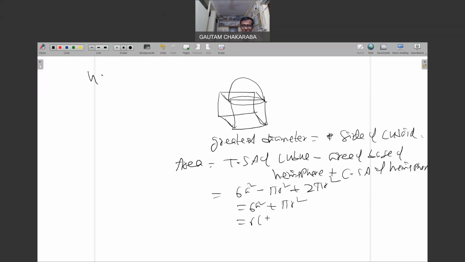Now, what is the value of a? It is 7. If the side is 7, then the radius is 7 by 2, because the side is the diameter. So the radius is 7 by 2, whole square. Now after that, calculate. Now I move to the next question.